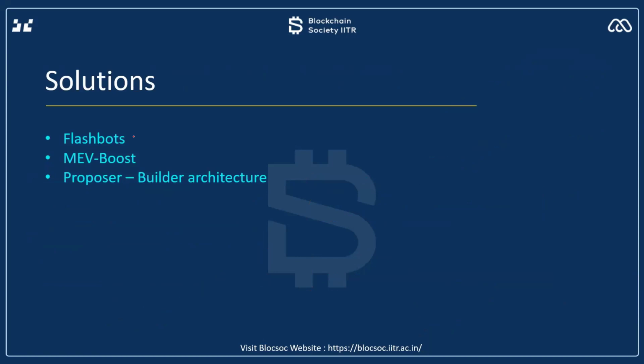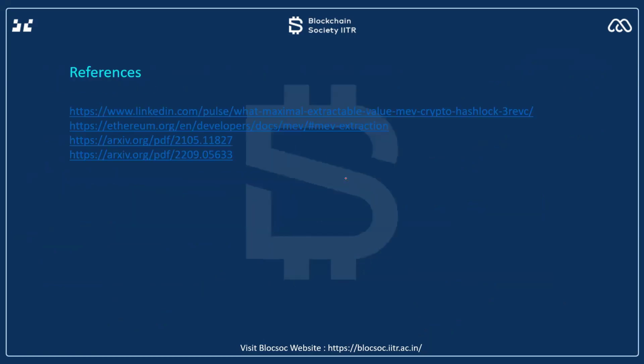The solution for this is using Flashbots and MEV boost. And there is a proposer-builder separation architecture in Ethereum; you can search for it. These are the current solutions that we have for MEV. And yeah, these are the references for it. And this is all about the presentation.